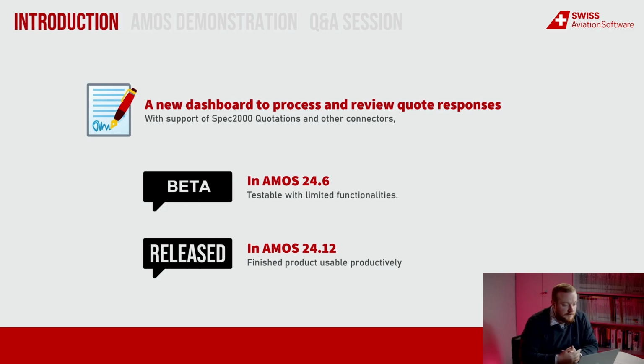A quick word about the versioning, because most of you are very keen on knowing. In Amos 24.6, if you are already on that version, you can probably open the dashboard and test some functionalities. It's not completely done in 24.6; some functionalities are limited, and we have added many more things in the 24.12 version, which is released as a finished product, usable productively.